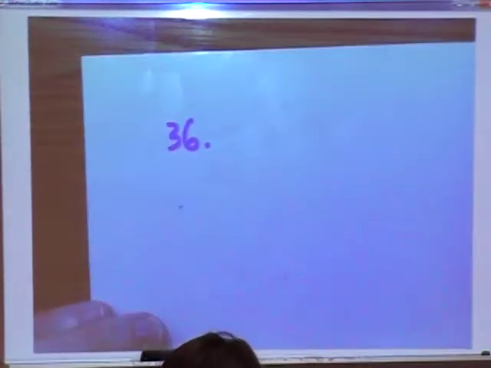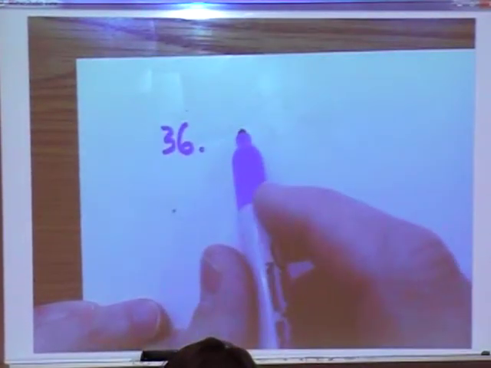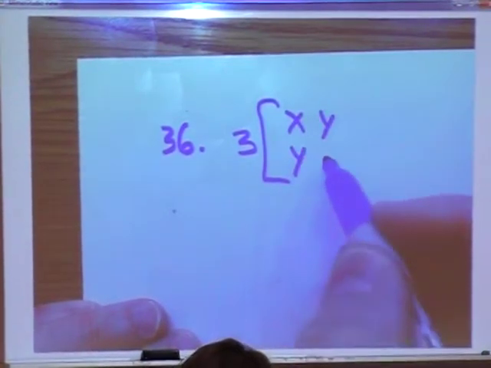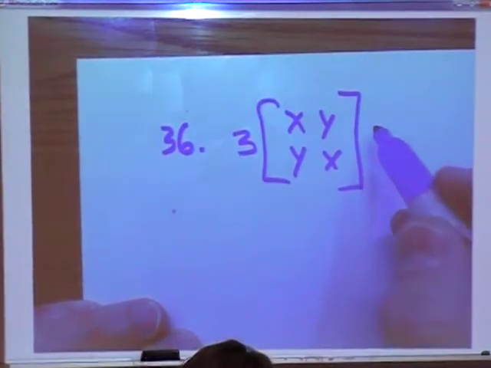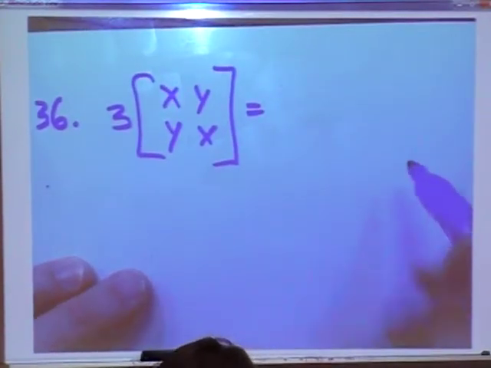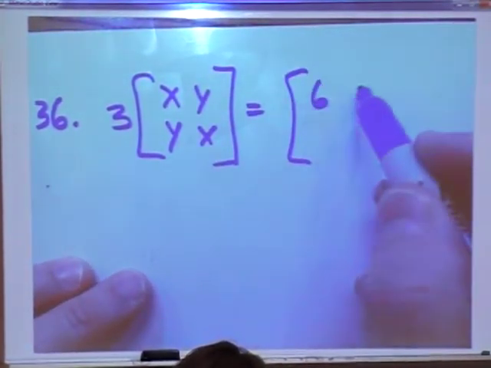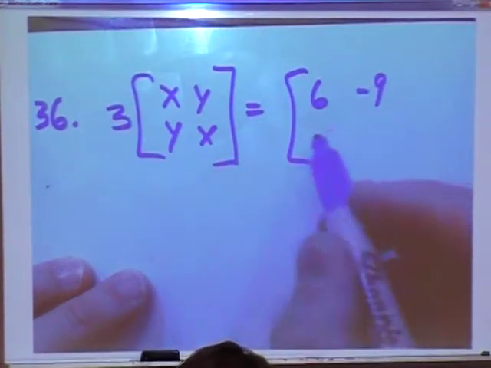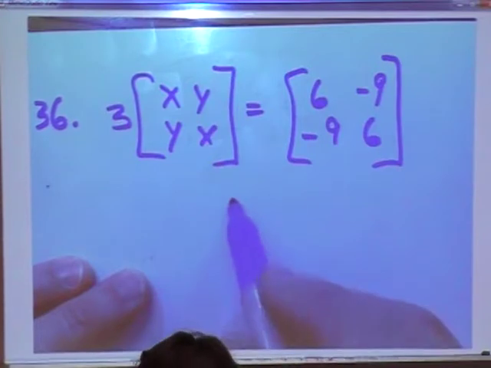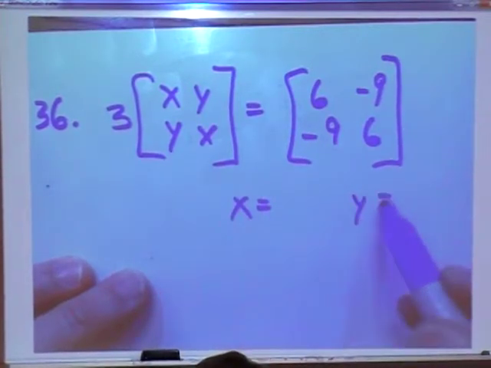This is number 36, very close to the end of our assignment. So here's your calculation. 3 times this 2x2, x, y, y, x equals this matrix, 6, -9, -9, 6. So my question to you is, what does x equal and what does y equal?